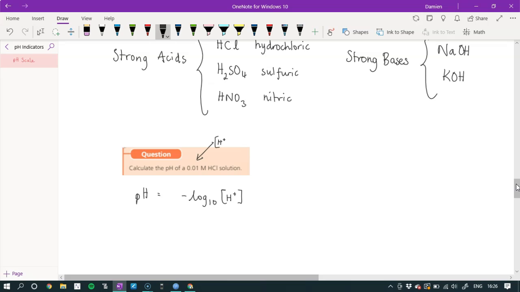We don't know what it is. It doesn't give it to us in the question. So we're going to have to try and figure that out in order to work out the pH. How do we work out the hydrogen ion concentration?